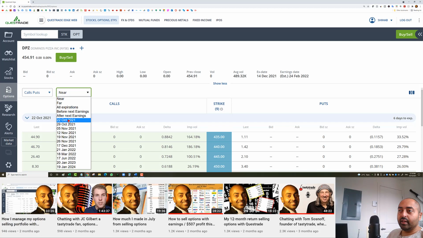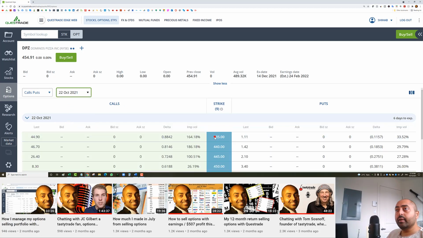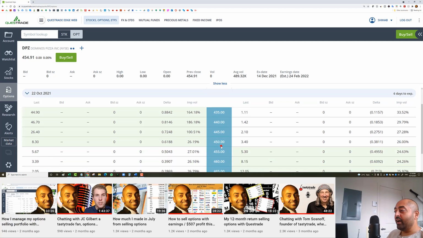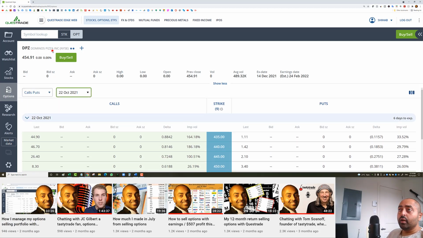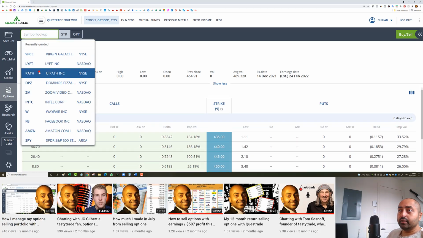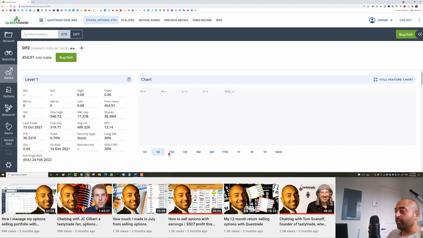If I wanted to calculate the at the money straddle for October 22nd, it's trading at 455, let's say. So the expected move for next week, October 22nd, would be $5 plus $5 over here. So 5.67 plus 5.30. So it's about $10. That's the expected move. So going back to the chart here, Domino's Pizza, 5-day chart.